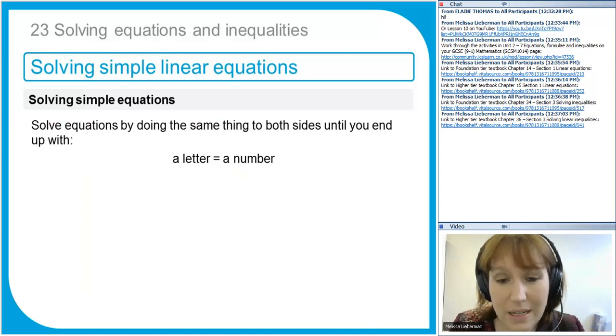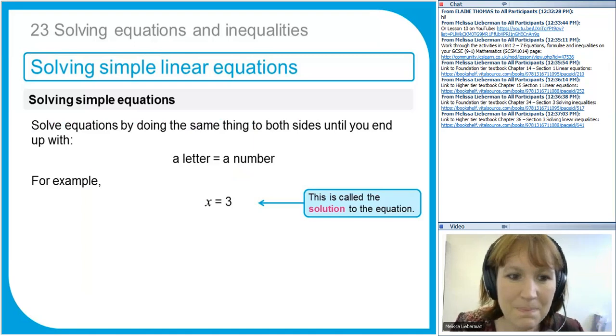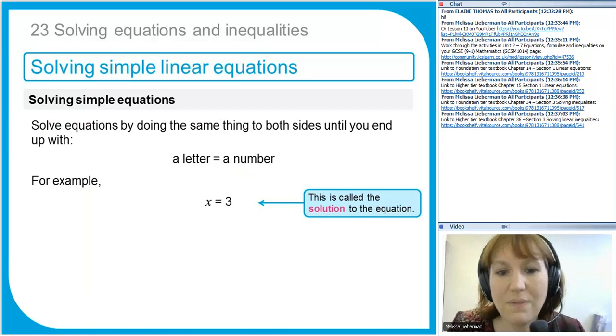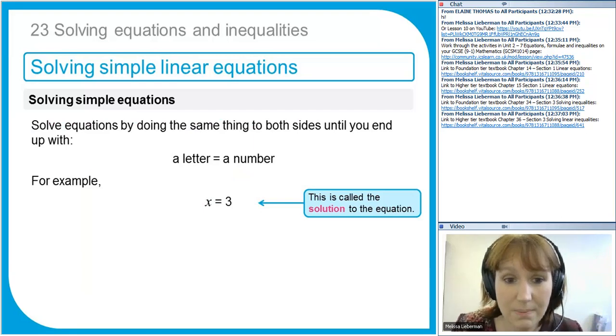You're allowed to do that in algebra as well. So if you have it so that you've got a number equals a letter, you just swap them round at the end. So for example, if you have x equals 3, it just means that x has the value 3, and that's called the solution to the equation.